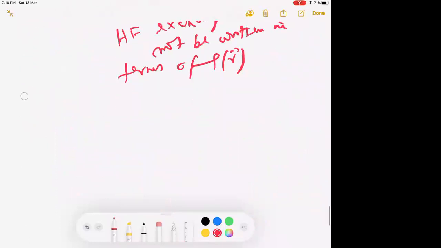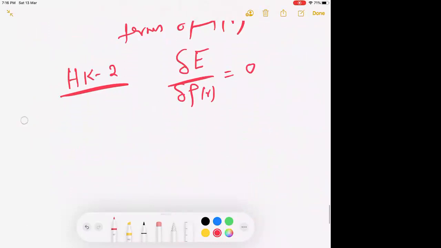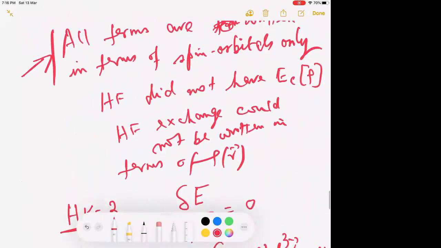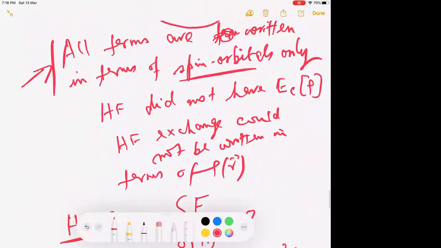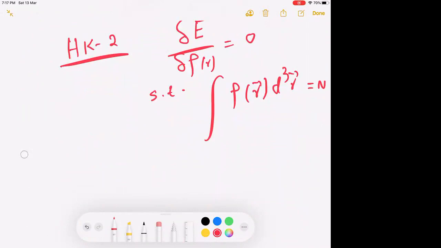So how does the second Hohenberg-Kohn theorem change now? You remember the second Hohenberg-Kohn theorem? We said it is del E del rho equal to 0, subject to the condition that the integral of rho of R over the entire space is equal to the number of electrons. Now that everything is in terms of spin orbitals, I have to redefine this variation. So now the rho is not there.